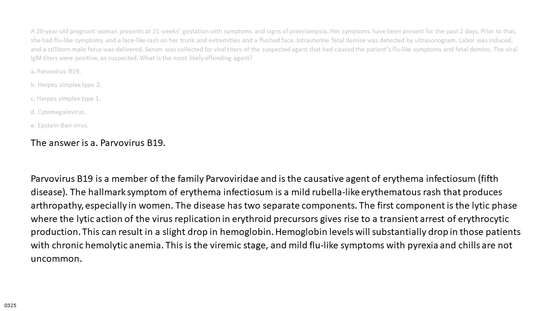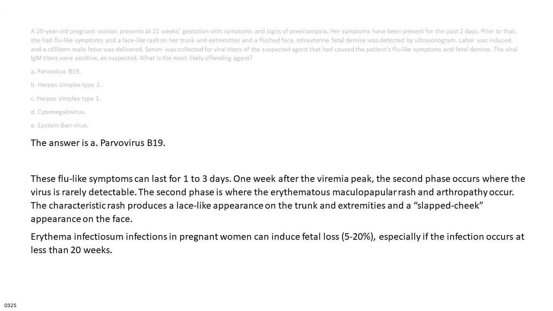The first component is the lytic phase, where the lytic action of the virus replication in erythroid precursors gives rise to a transient arrest of erythrocytic production. This can result in a slight drop in hemoglobin. Hemoglobin levels will substantially drop in those patients with chronic hemolytic anemia. This is the viremic stage, and mild flu-like symptoms with pyrexia and chills are not uncommon. These flu-like symptoms can last for 1 to 3 days.